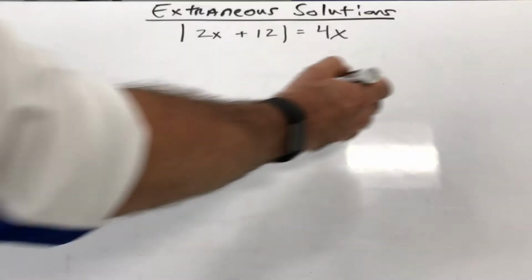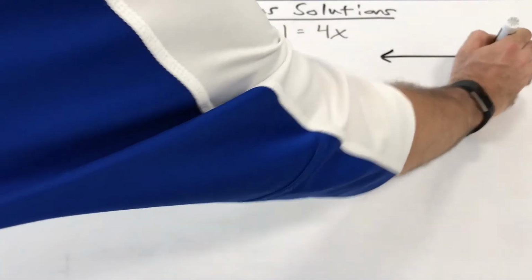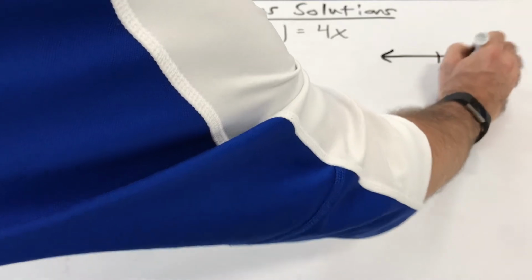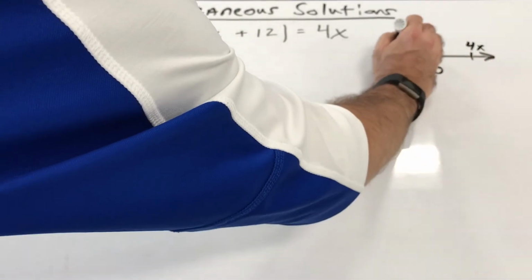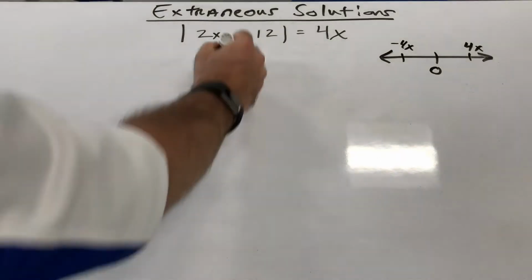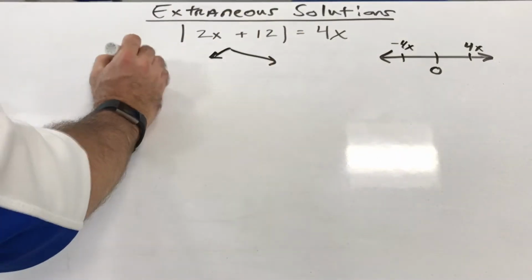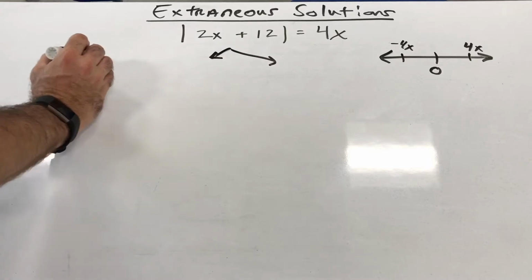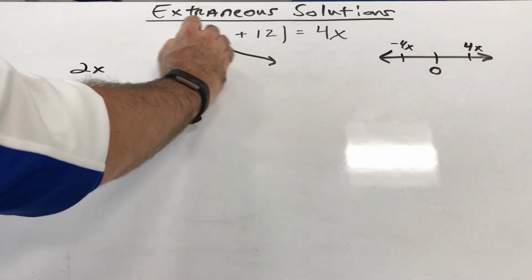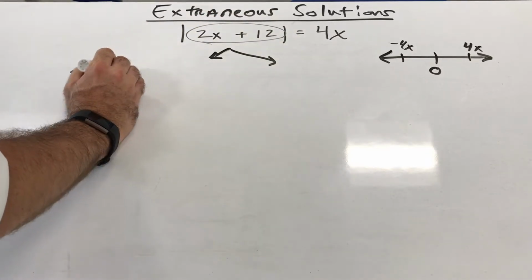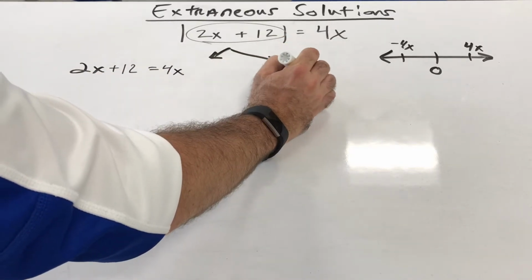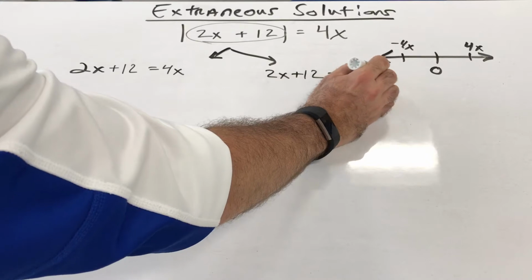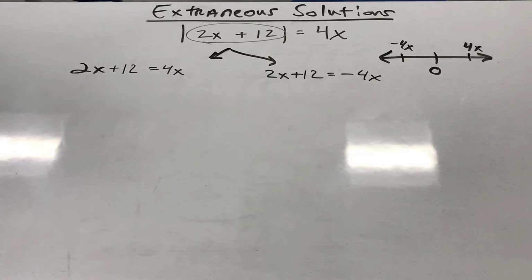So still, we're looking at a situation where we have a distance of 4x from 0. We could be positive 4x from 0, or we could be negative 4x from 0. We need to know both situations. So we'll look at this. We'll do 2x, only looking at what's inside the absolute value, plus 12 equals 4x. And then we do 2x plus 12 equals negative 4x, looking at both possibilities.